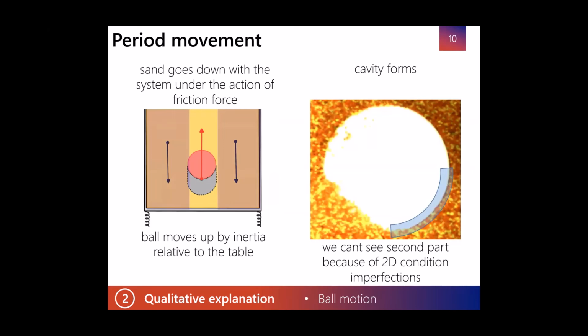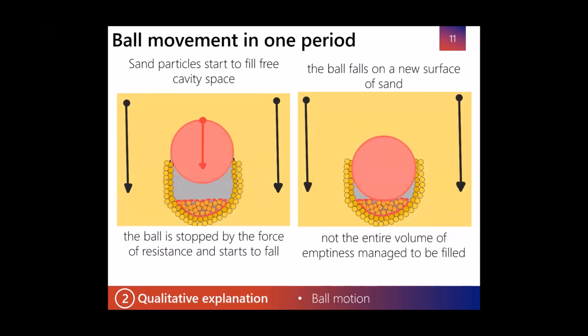As you can see, we see a small cavity under the ball, but we can't see the second part because we have imperfections of 2D conditions. Then the sand particles start to fill the free cavity space, and the ball is stopped by the surface by the force of resistance of the sand, and it starts to fall. So the ball falls on the surface, and an important thing is that not all the volume of the cavity is filled at the end of the process.